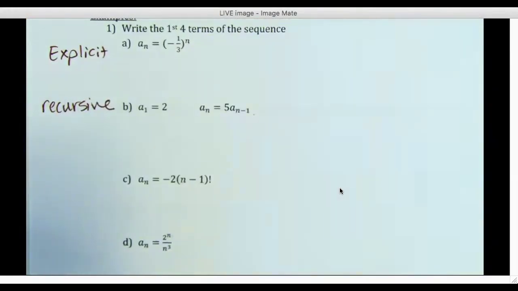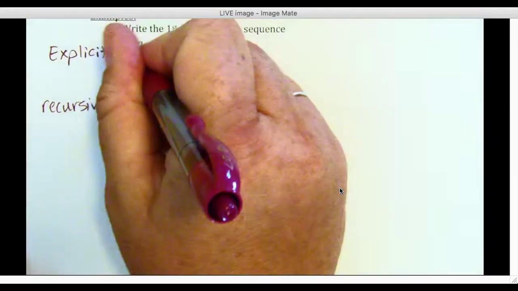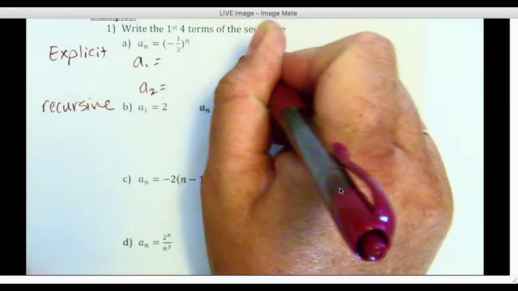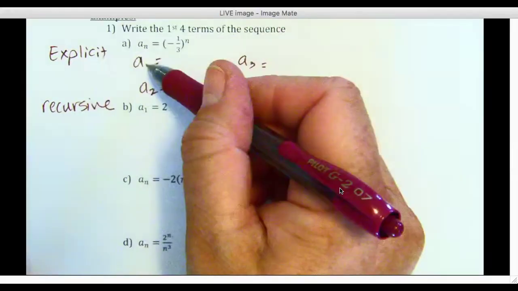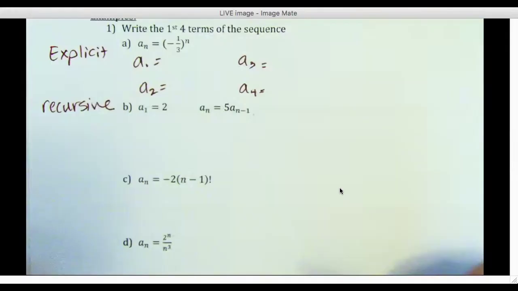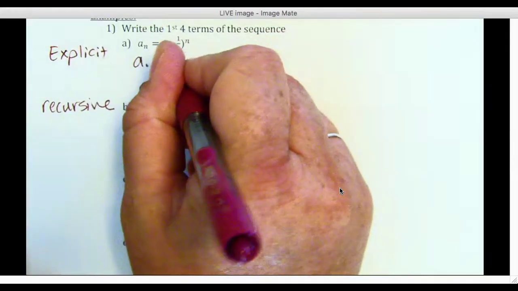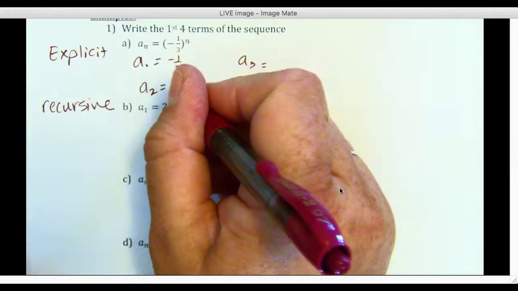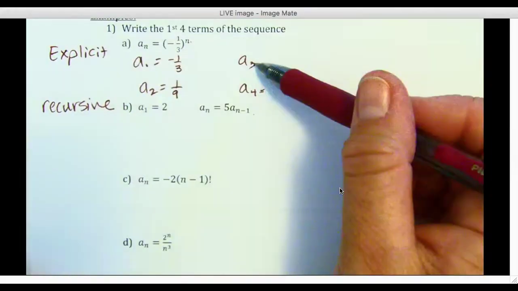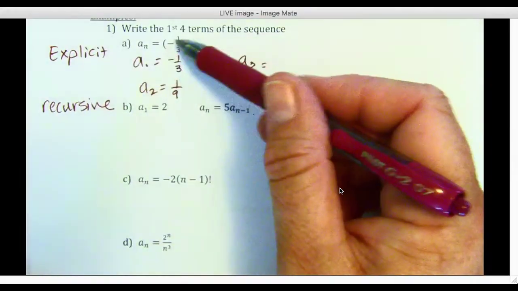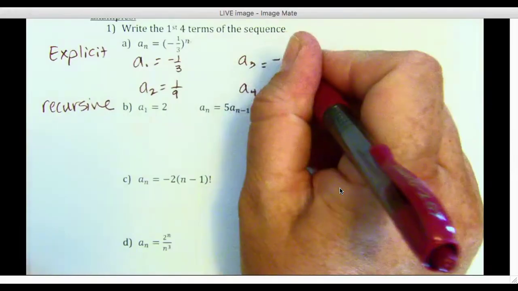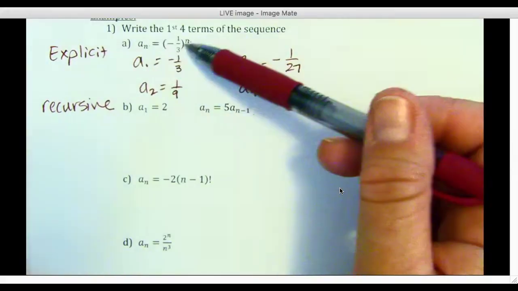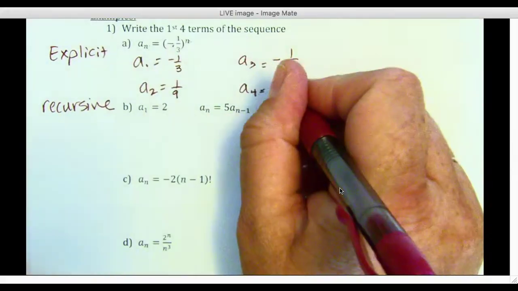It says write the first 4 terms of the sequence. So I want to find a sub 1, a sub 2, a sub 3, and a sub 4. Plugging in 1 for n, I have negative 1/3 to the first power, and that would be negative 1/3. Negative 1/3 squared would be positive 1/9. Plugging in 3, negative 1/3 times negative 1/3 times negative 1/3 would be negative 1/27. And then a sub 4, negative 1/3 to the fourth power would be 1/81.